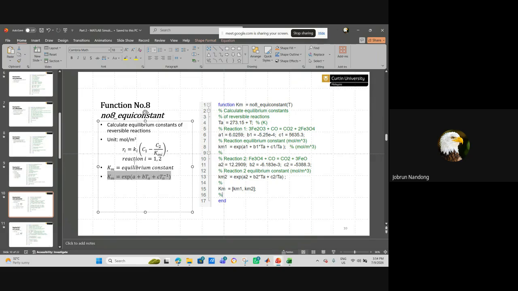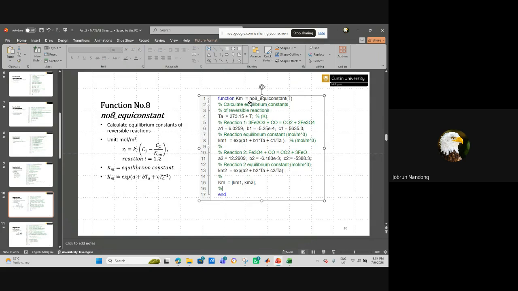There are two Km, right? Because we have two reactions, 1 and 2, so we need to have two of that, Km1 and Km2. So that's what is here. I think you can say that here, the function like constant T as a function of T. So we need to convert that T to absolute temperature, 273.15 plus T. Okay, so that becomes absolute temperature.